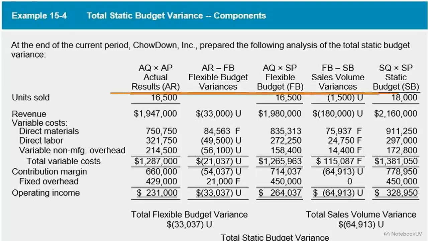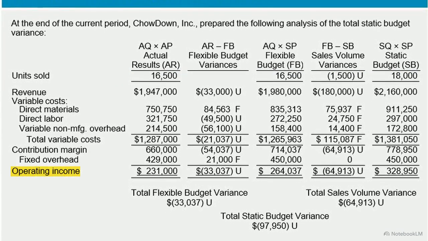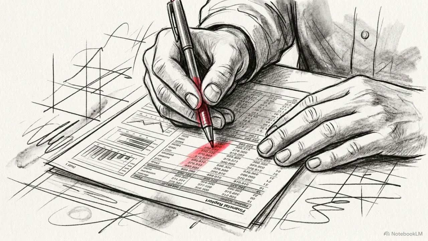This expanded table takes the initial Chowdown data and runs it through the 5-column framework. We start at the bottom line, operating income. The total miss remains the same. The company fell short of its target by $97,950. With nearly $100,000 missing, we can finally pinpoint where the failure occurred.